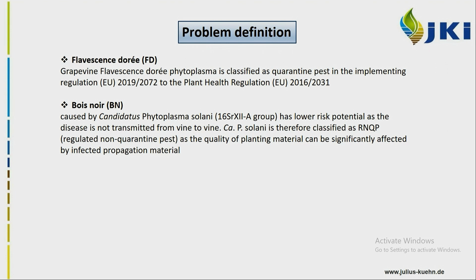So the main concern of this project is the definition of monitoring tools for early detection of flavescence dorée phytoplasma. As you all know, grapevine flavescence dorée phytoplasma is classified as a quarantine pest in the implementing EU regulation, while Pinot Noir disease caused by Candidatus Phytoplasma solani has a lower risk potential, as the disease is not transmitted from vine to vine. Candidatus Phytoplasma solani is therefore classified as a regulated non-quarantine pest, as the quality of planting material can be significantly affected by infected propagation material.